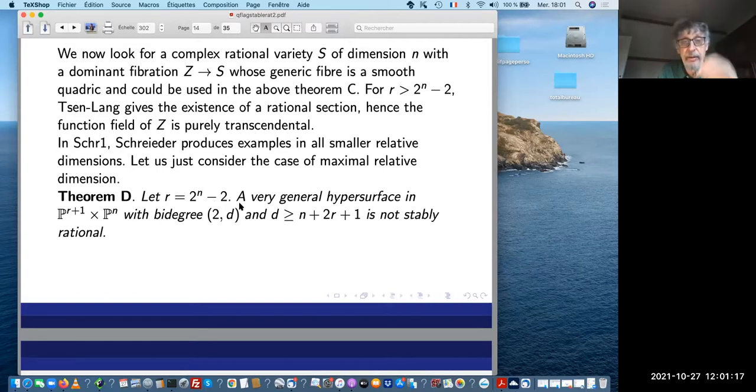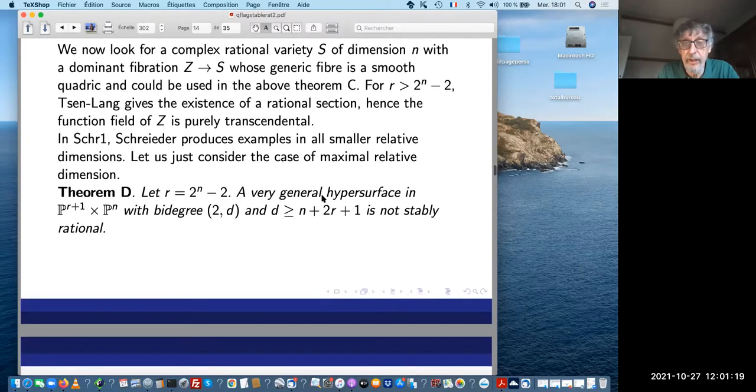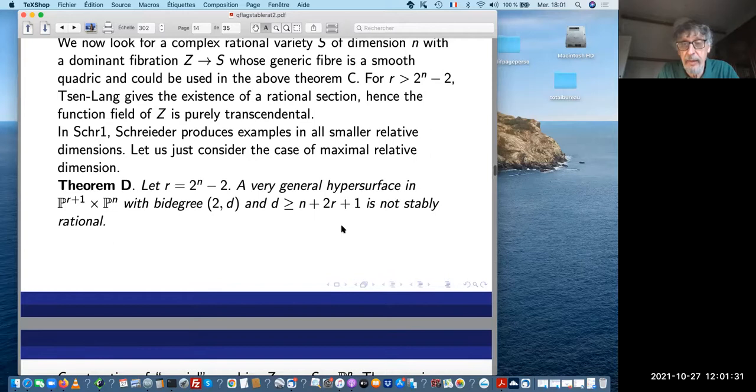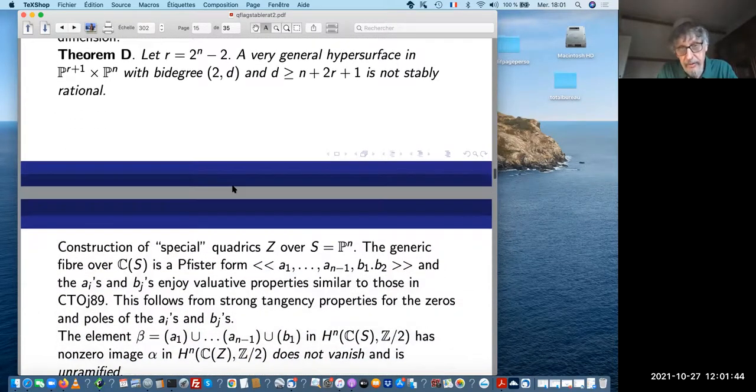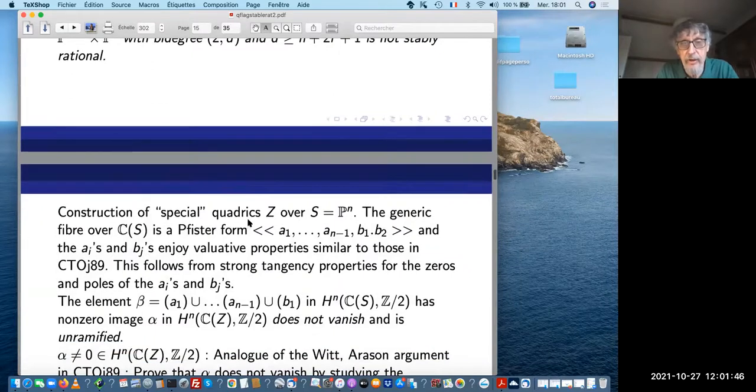So the result is that a very general hypersurface in P^(r+1) times P^n of bidegree (2, d), and d at least n plus 2r plus 1, is not stably rational. So the degree d is relatively high with respect to n and r. And to do this, well, he constructs a special quadric over S, which is P^n.